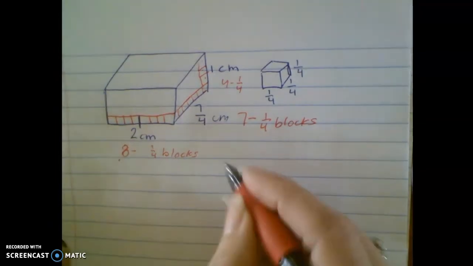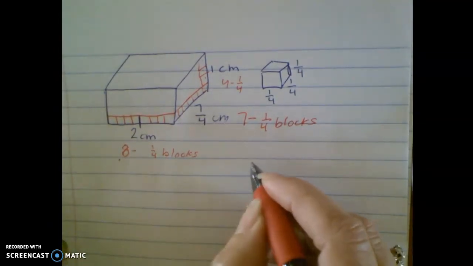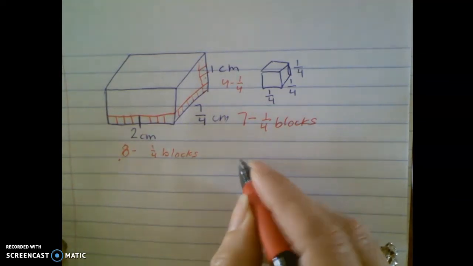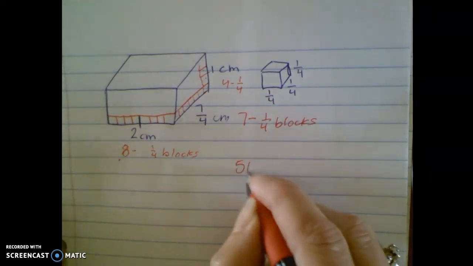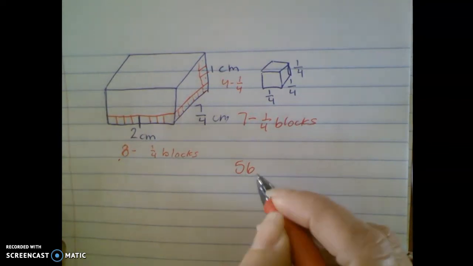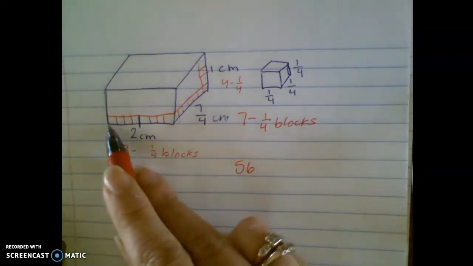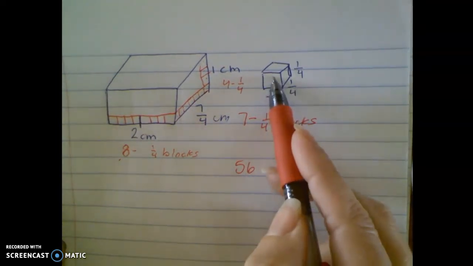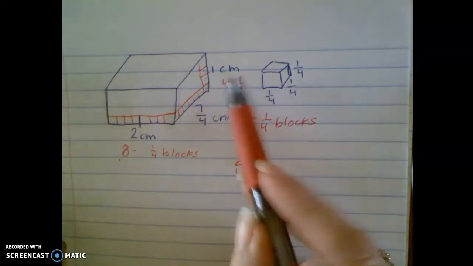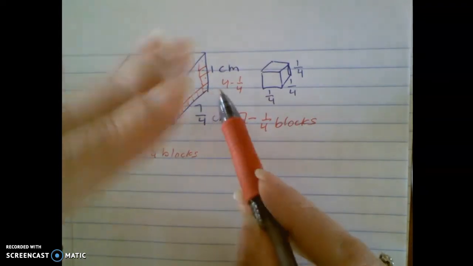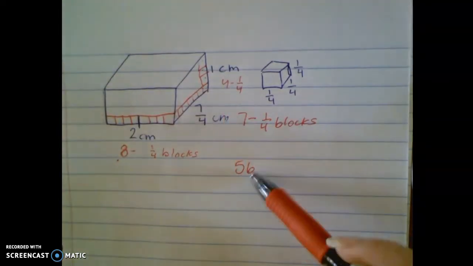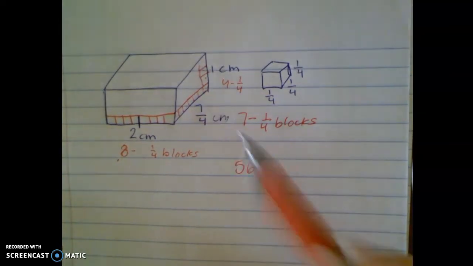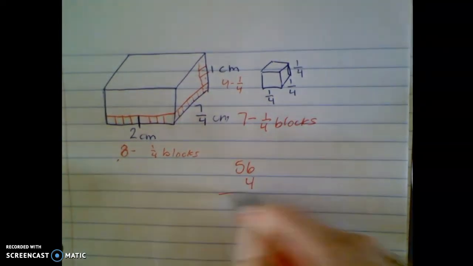That tells me that's 8 groups of 7 blocks, or 7 groups of 8 blocks, which is my favorite fact. 5, 6, 7, 8. 56 equals 7 times 8. So on the base of this, there would be 56 of these little cubes. Then how many levels of 56 cubes are there? There would be 4 levels of 56. So that's 4 groups of 56.